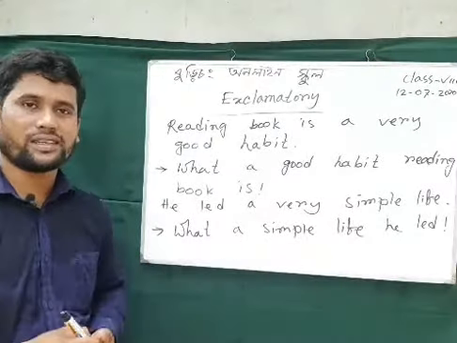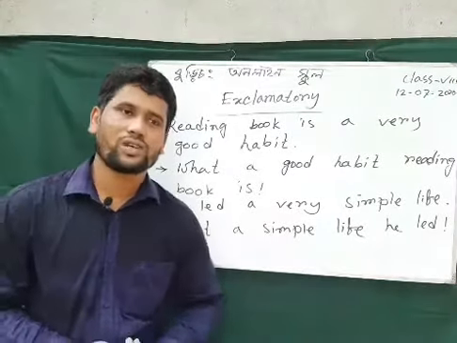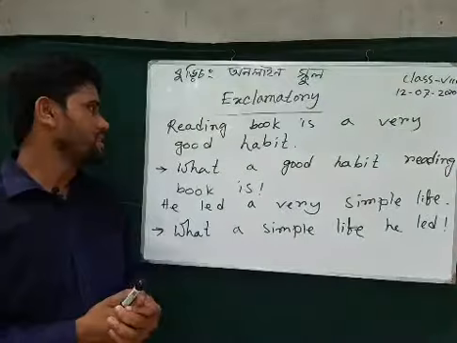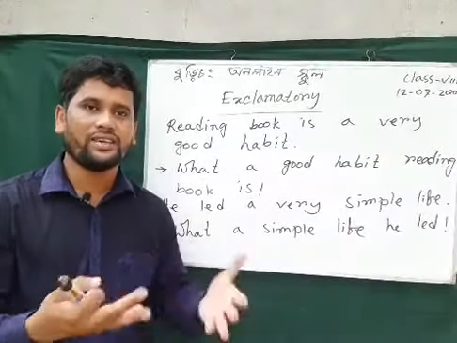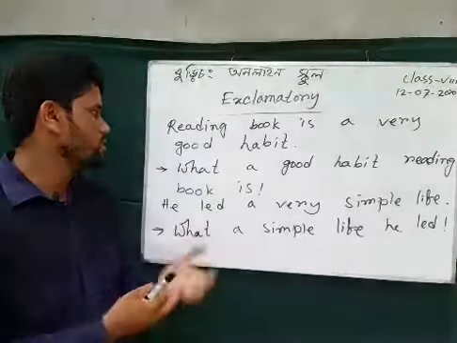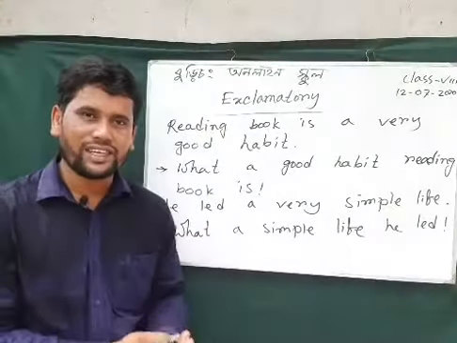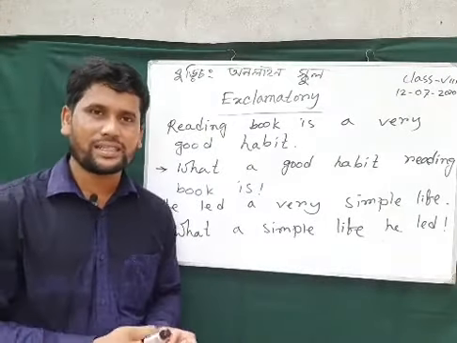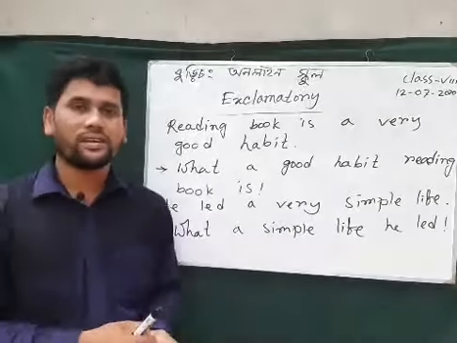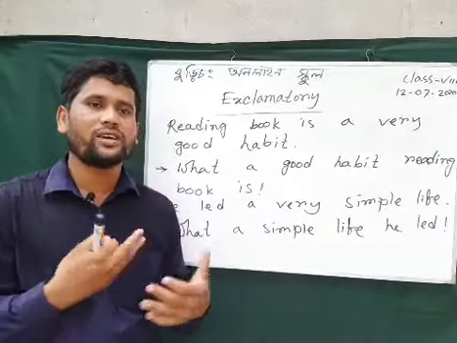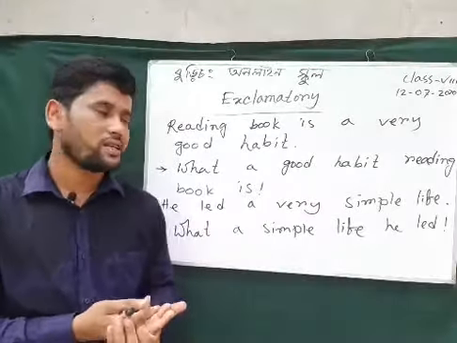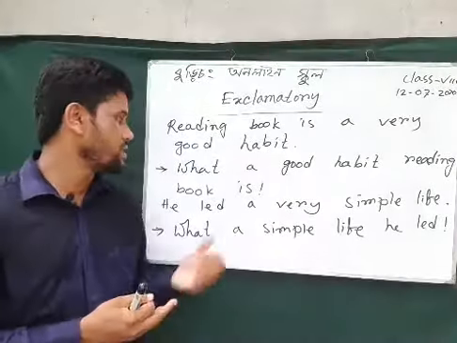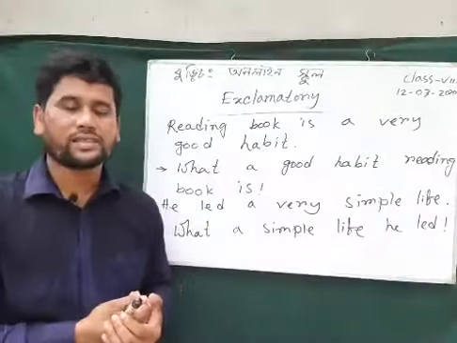So I think it's so clear to you that when we find very or great without a or n, we use how at the very beginning of the exclamatory sentence, but when we find very or great with a or n, we must start the exclamatory sentence with what plus a or n.